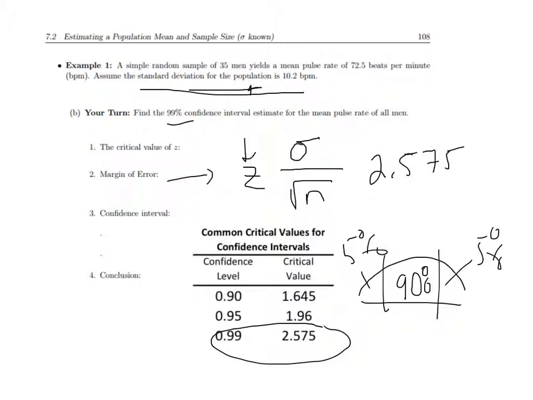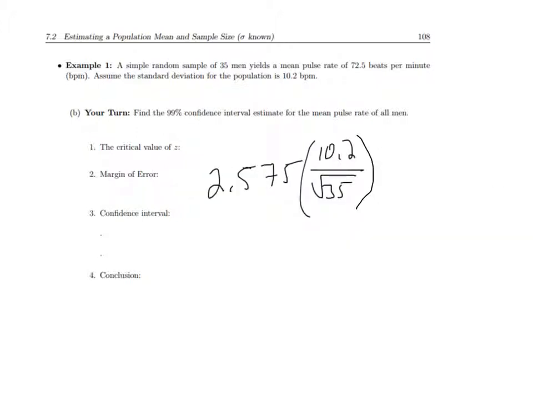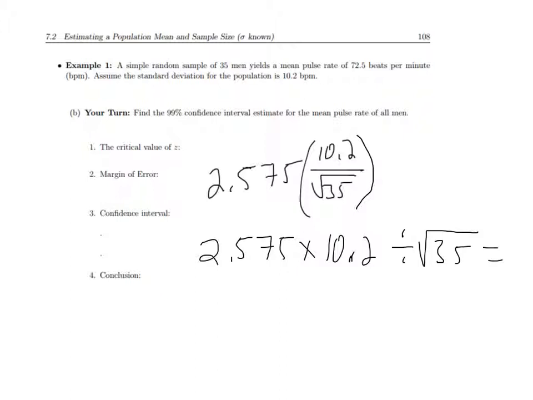And then we're going to multiply that. The population standard deviation was 10.2, and we divide that by the square root of 35, because there are 35 pieces of data. Now, how do we calculate this? One way is to go right to Google, search for calculator, and key in 2.575 times 10.2 divided by the square root of 35. You hit equals, and that will be your margin of error.